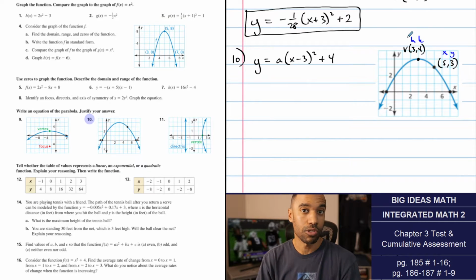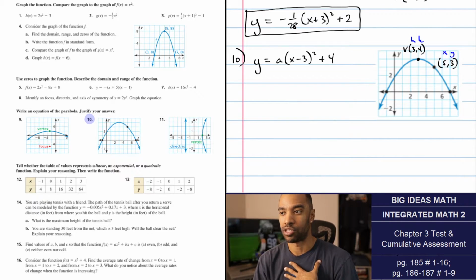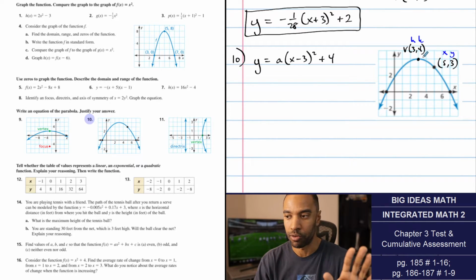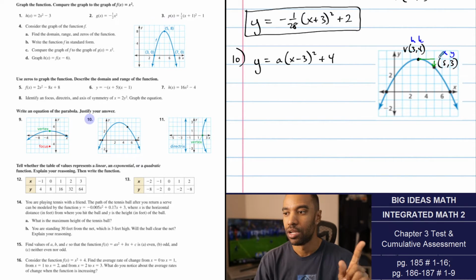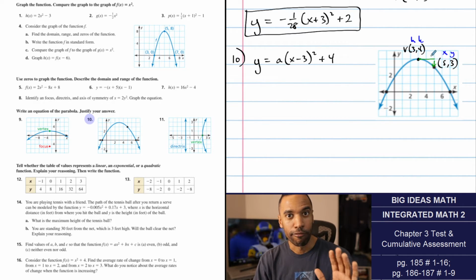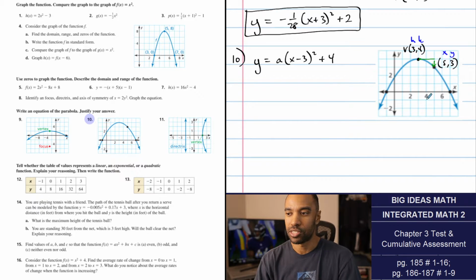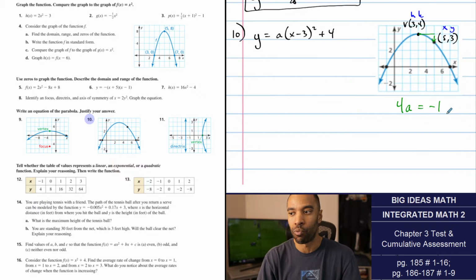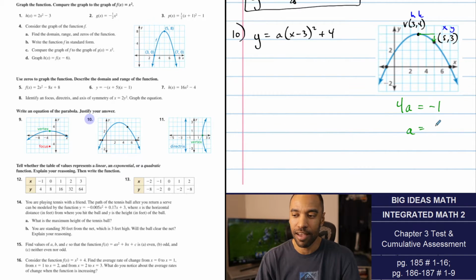I could also do what I've done a lot with you guys in the past, which is just finding out how much I'm going over and down. So check this out. I'll show you both versions. When I go over 2, I'm going down 1. Normally when I go over 2, I go up 4. So the essence of this is that I would take my 4, multiply it by some a value, some stretch factor, and it changes for me to be going down 1 instead. So what should that a value be? Looks like it's going to be -1/4.